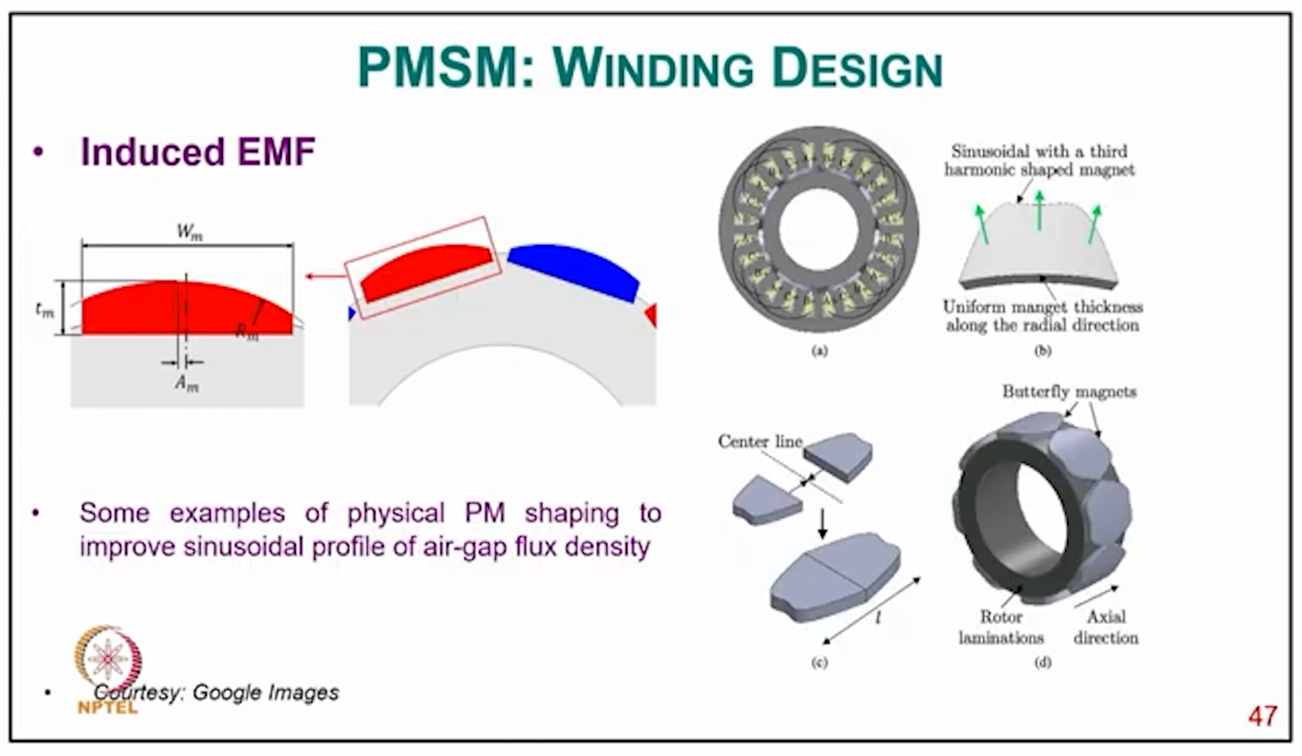You can see clearly some examples of physical permanent magnet shaping to improve the sinusoidal profile of the air gap flux density. Starting first, you have a segment showing how magnets are put, and then the magnet shapes, and how physically you have magnet shaping with either a center line with the butterfly and axial direction laminations, and with the third harmonic shaped magnet, uniform magnet thickness along the radial axis.